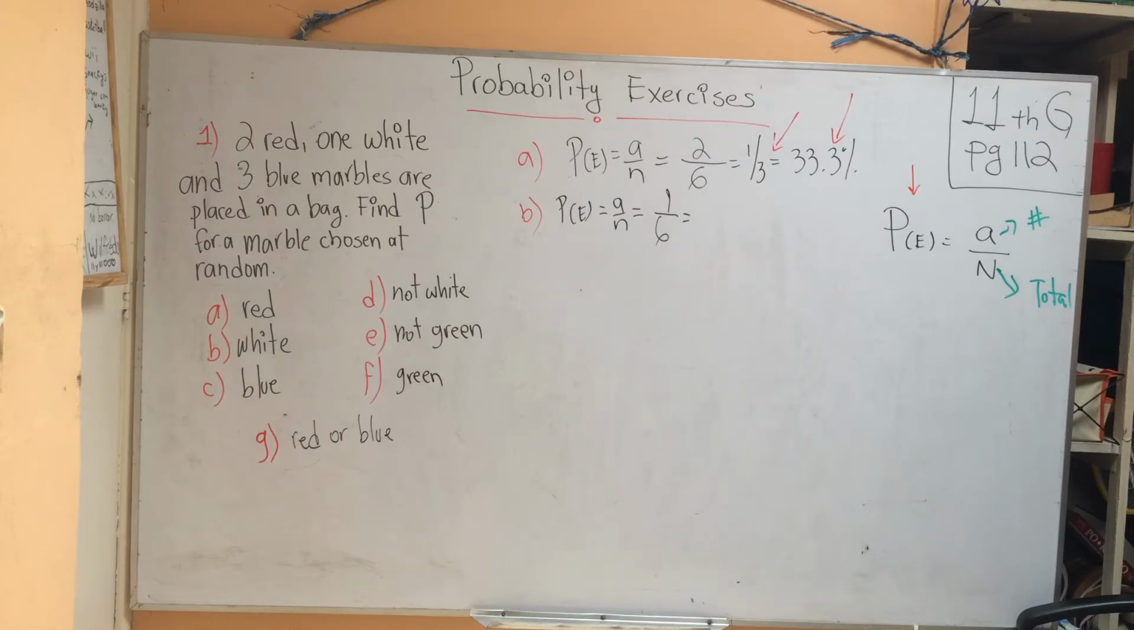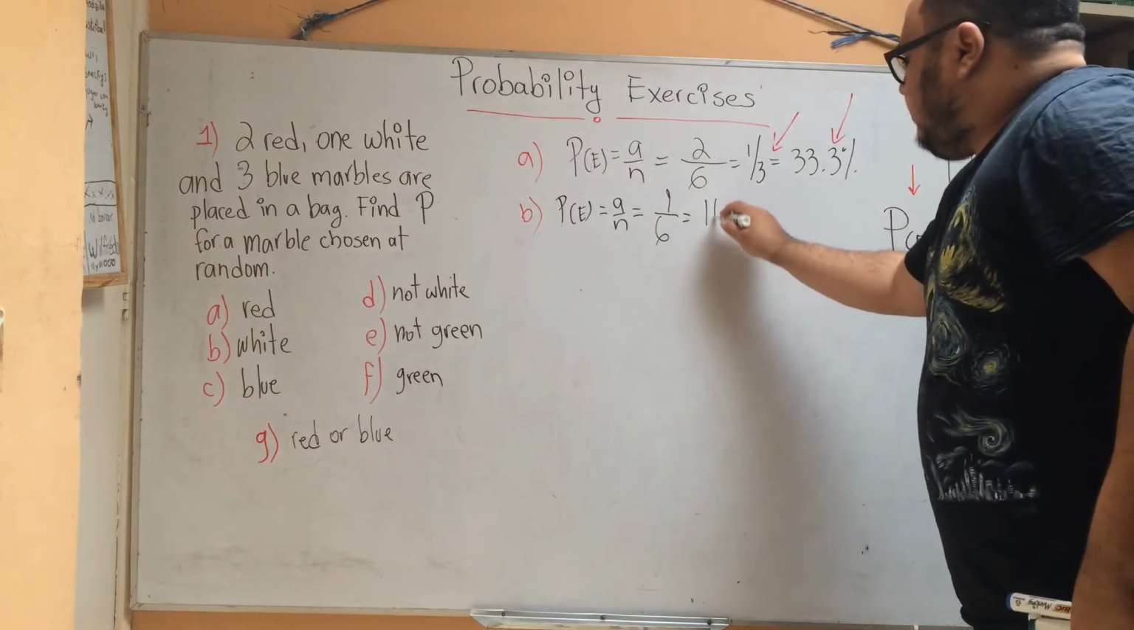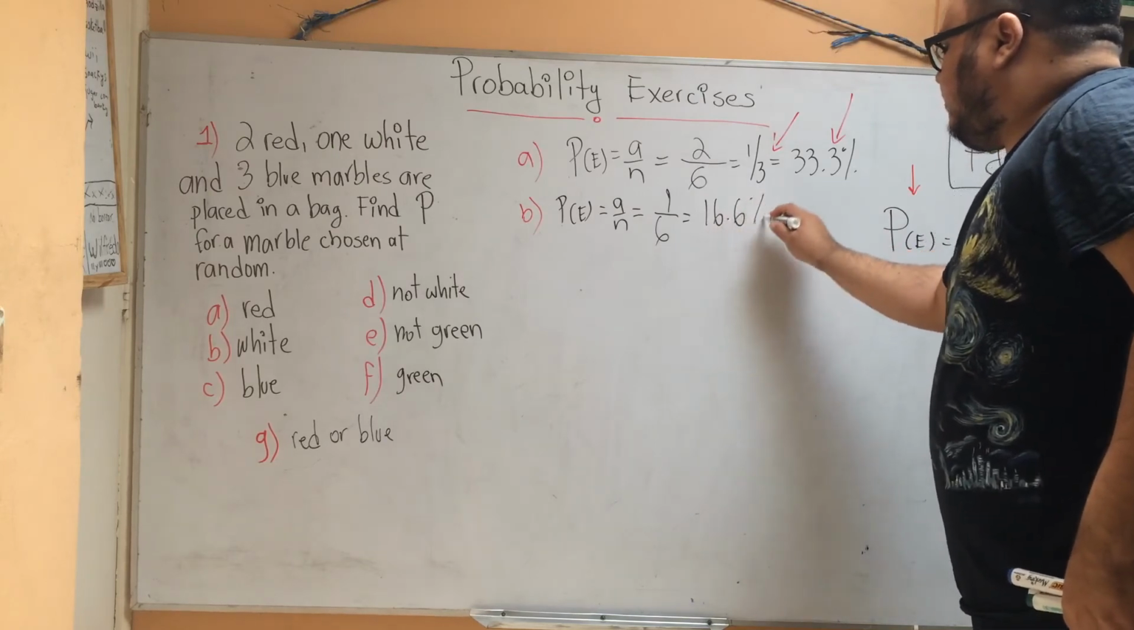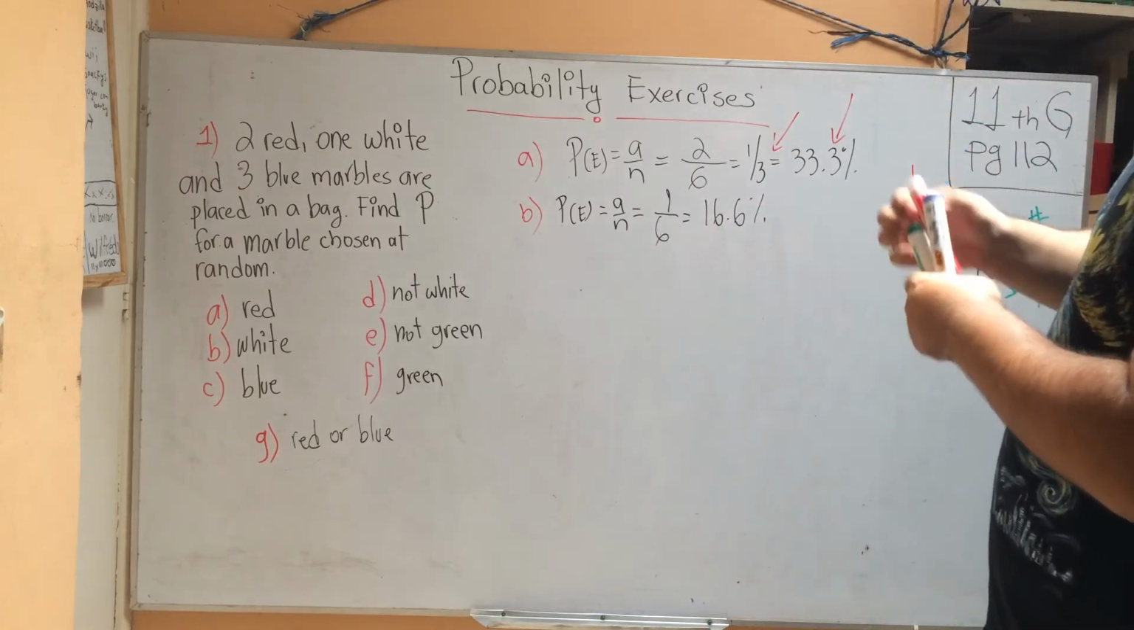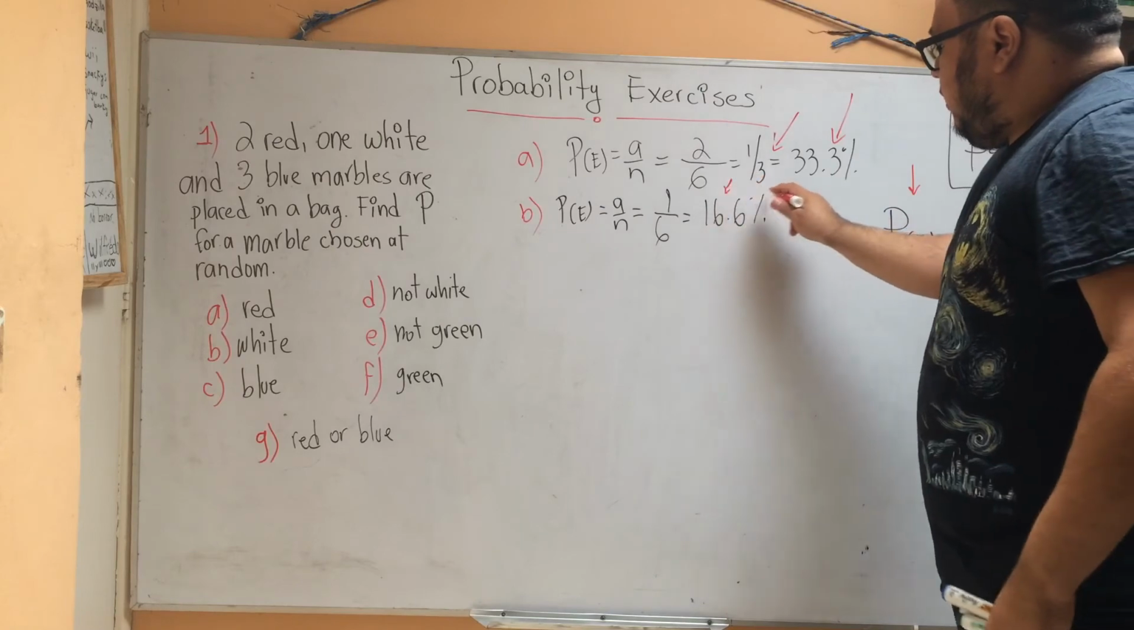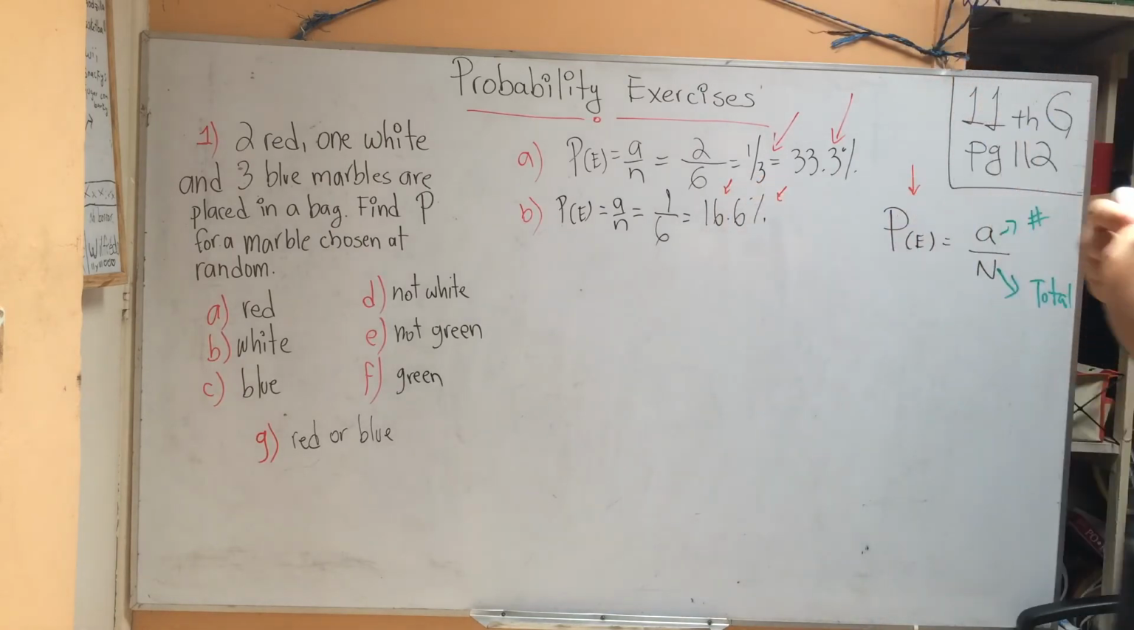1 over 6 is 0.16 times 100. That means that the probability of getting a white marble at any moment is 16.6%. Okay, and we have the answer in both forms. Let's do the next one.